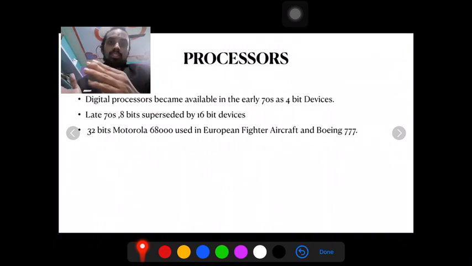Digital processors came in the 70s, early 70s, as 4-bit devices. Then by the late 70s they became 8-bit and then 16-bit. The 32-bit Motorola 68000 was used in the Boeing 777 as well as European fighter aircraft. But there was an issue. Because this is a small chip, if there is even minor damage on it, you have to replace the entire chip.